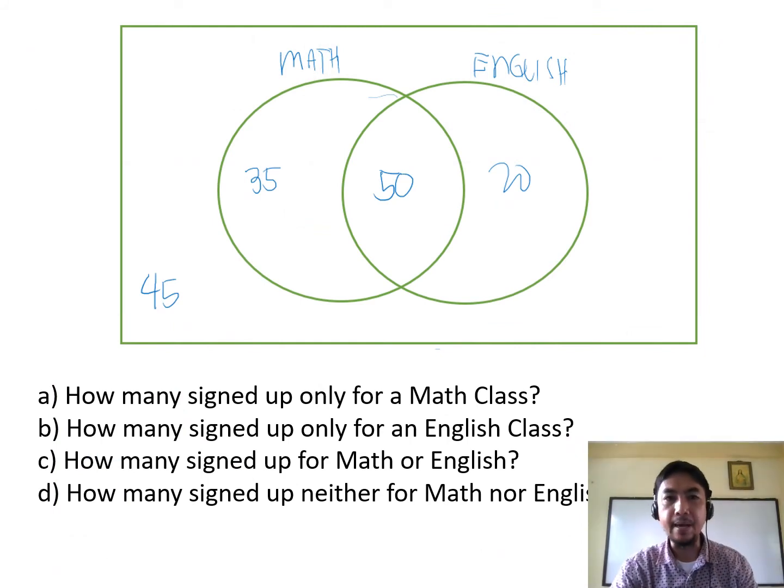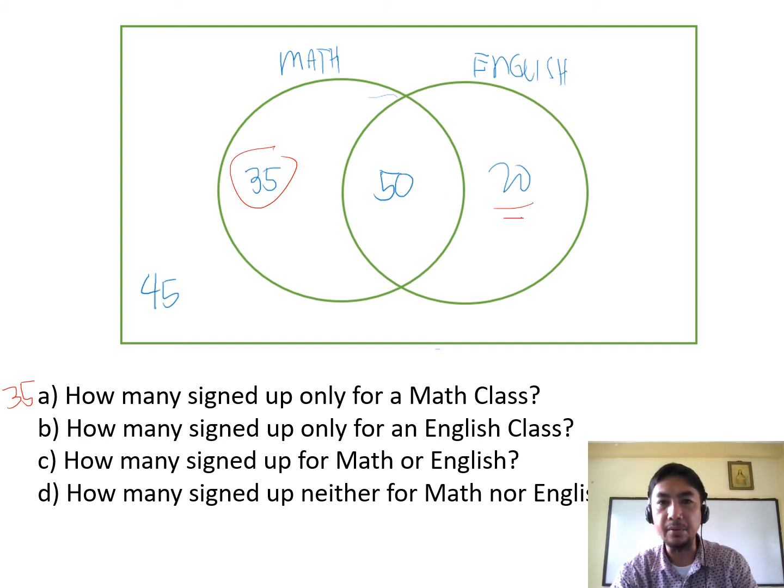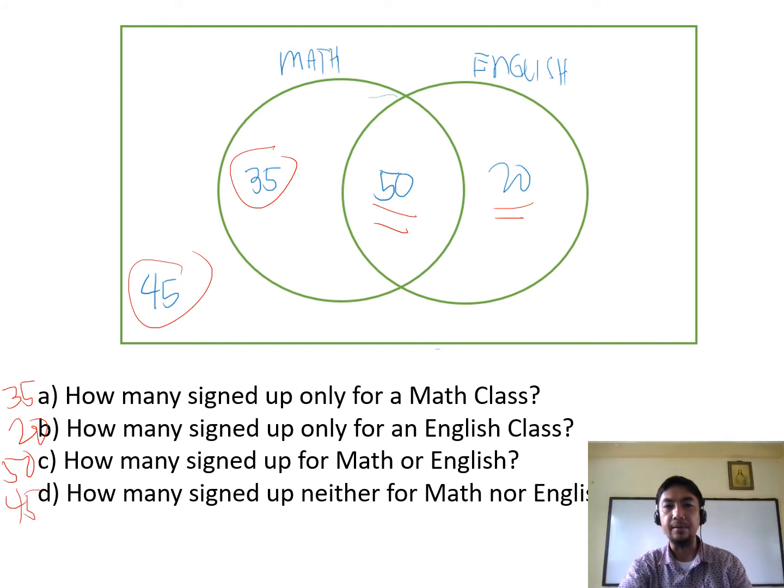Okay, so therefore, we can now answer the question. How many signed up only for math class? So, obviously, we have here 35. So, the answer is 35 for letter A. How many signed up only for an English class? So, we have also 20. How many signed up for math or English? So, we have the intersection. We have 50. How many signed up neither for math nor English? So, yung nasa labas, yun po yung sagot natin. Okay? So, that would be the answer.